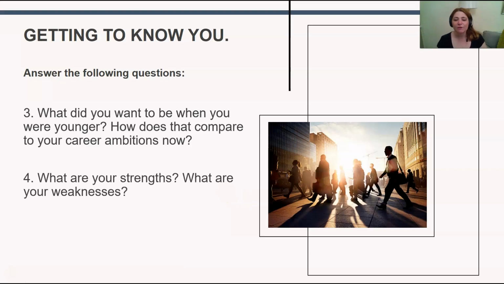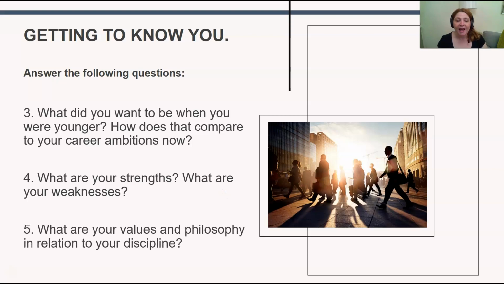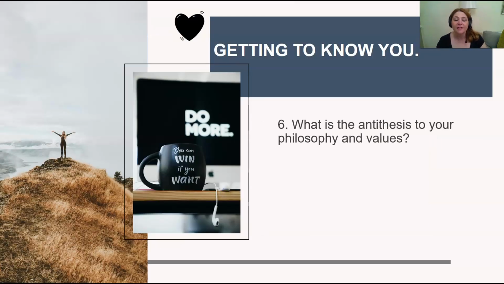You might want to think in terms of your discipline about what your strengths and your weaknesses are. This will help you when deciding on essay questions, report questions, and areas of study. You might also want to think about how your strengths can help you to overcome your weaknesses. And you might want to consider what your values and philosophy is in relation to your discipline. Following on from that, you might then want to consider what the antithesis to your philosophy and values are. It helps you to know what you are not, and that's just as important as thinking about what you are.